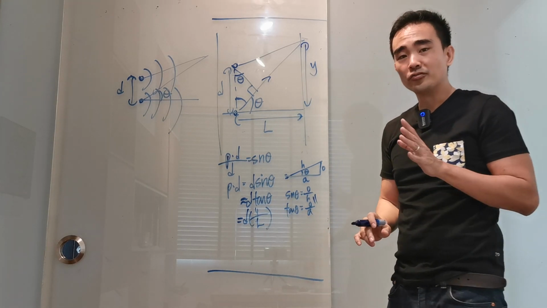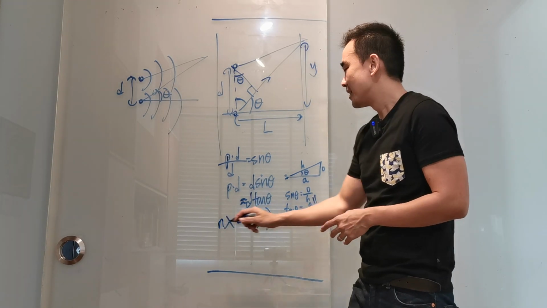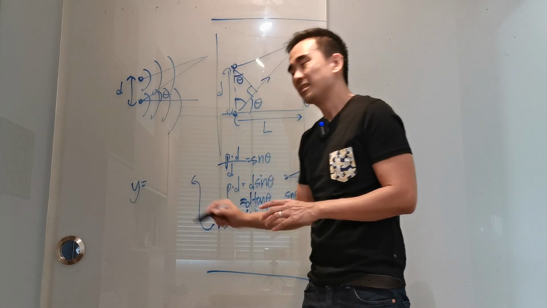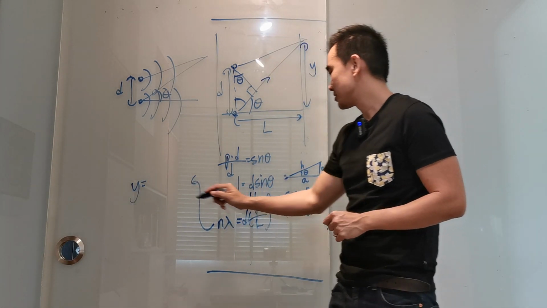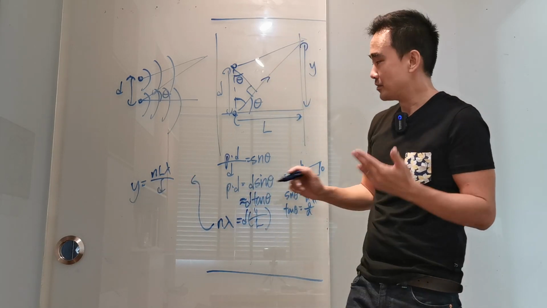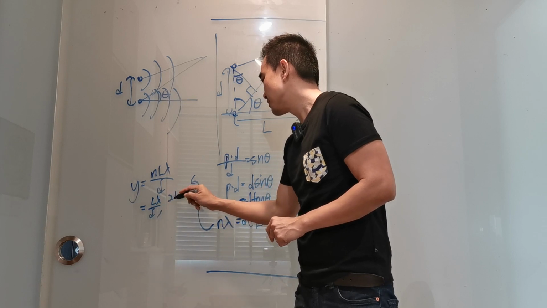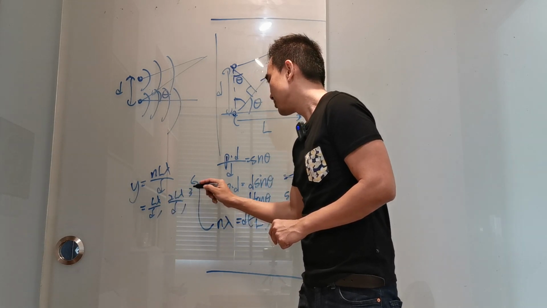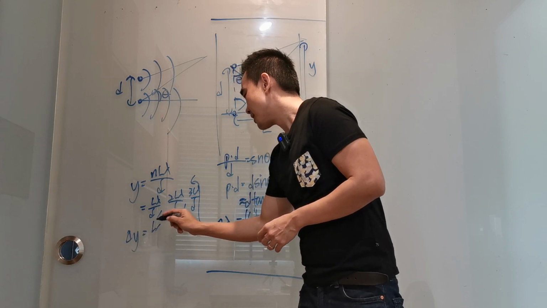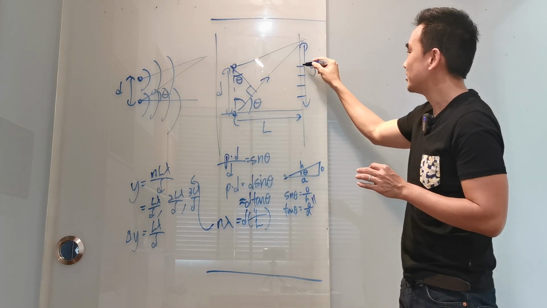And remember, for constructive interference, this has to equal n lambda. What does this mean? It means that y, the positions where there is constructive interference, is n L lambda upon d. So the various positions where you find constructive interference will be L lambda upon d, 2L lambda upon d, 3L lambda upon d, and so on. So delta y equals L lambda upon d, which is the separation between the bright regions.